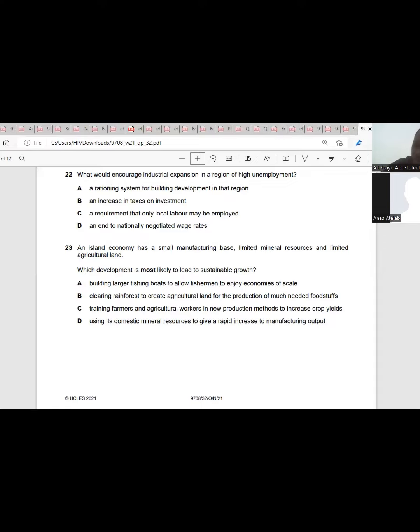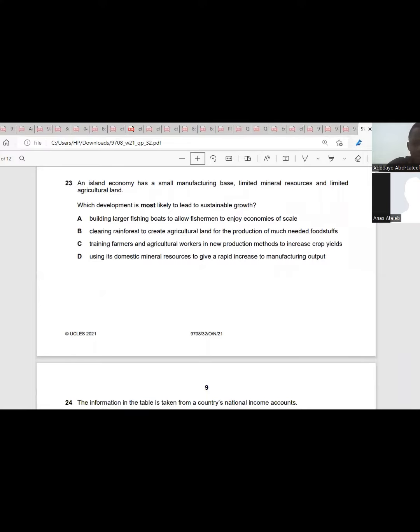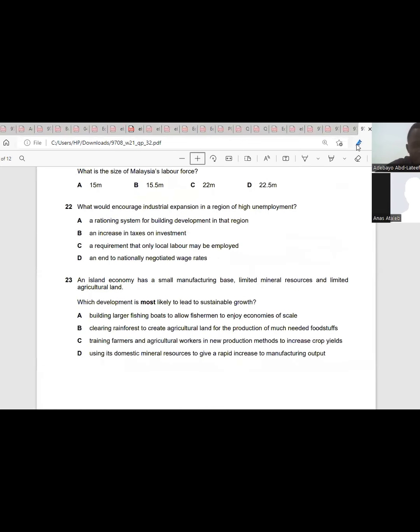Yes. 22 is D. Can I see 1 minute, Mr.? We want to see just the choices. Yeah, 22 is D. An end to nationally negotiated wage rates. If there's no negotiation for wage rates, firms will be relieved to open businesses in such areas, because they will be the ones to decide what to give in terms of wages. Okay.